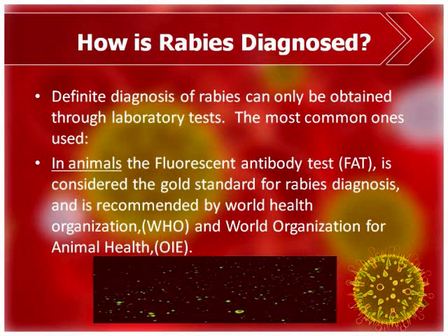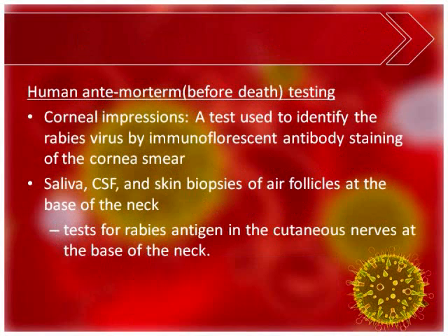Rabies is diagnosed in animals by the fluorescent antibody test, which is recognized by the World Health Organization. For human testing of rabies before death, corneal impressions are done, along with saliva, cerebrospinal fluid, and skin biopsies of hair follicles at the base of the neck.